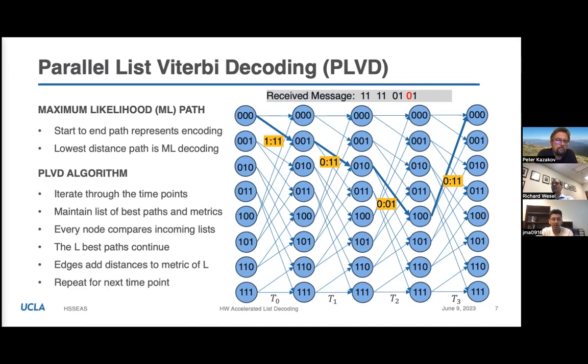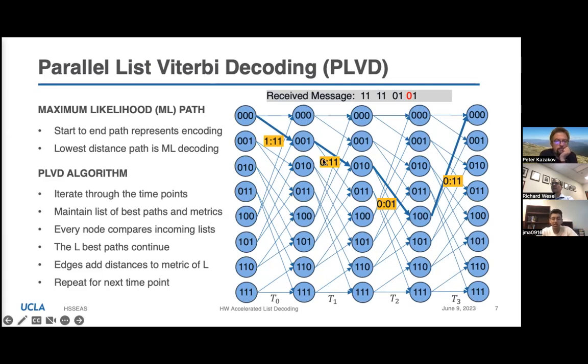So each of these edges will have a list, and each state will always have two incoming lists to it. What the parallel list Viterbi decoding algorithm does is compare those two lists of paths, pick the best paths out of those lists, and then pass them on to the next time point.